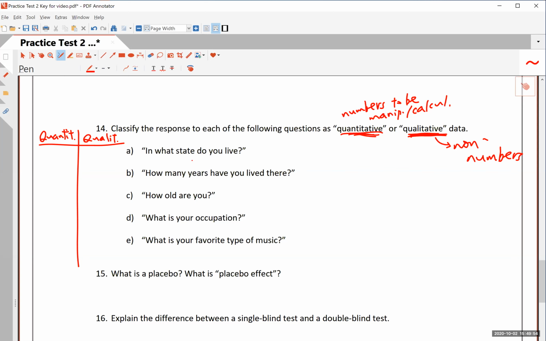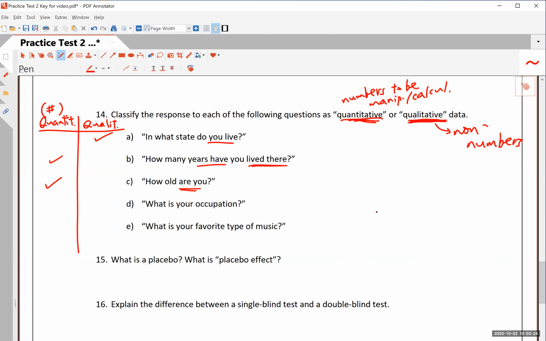All right, so in what state do you live? Okay, clearly it is qualitative, because it's not a number. How many years have you lived there? That's quantitative because it's a number. Let's go ahead and put the number sign here, right? And because you can, for instance, find the average number of years that people lived in their places and so on. How old are you? Okay, again, you can talk about the average age. So that is a number and that is quantitative information or quantitative data.